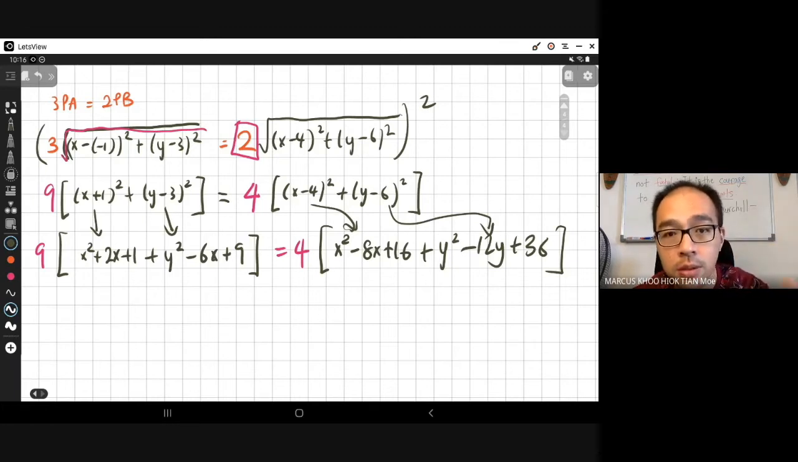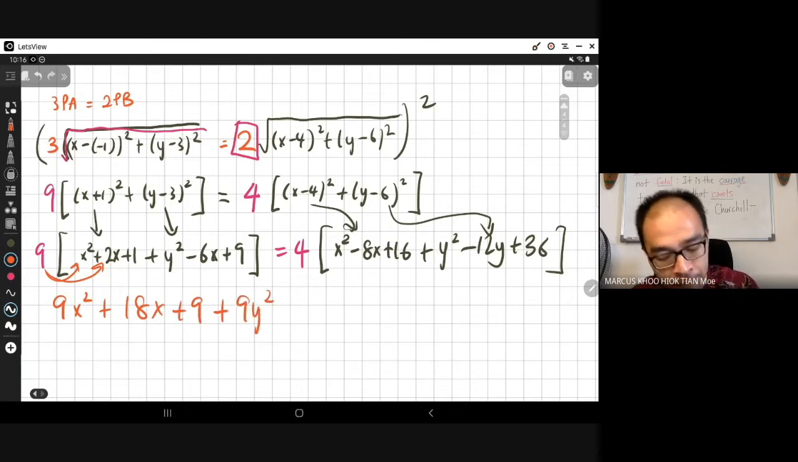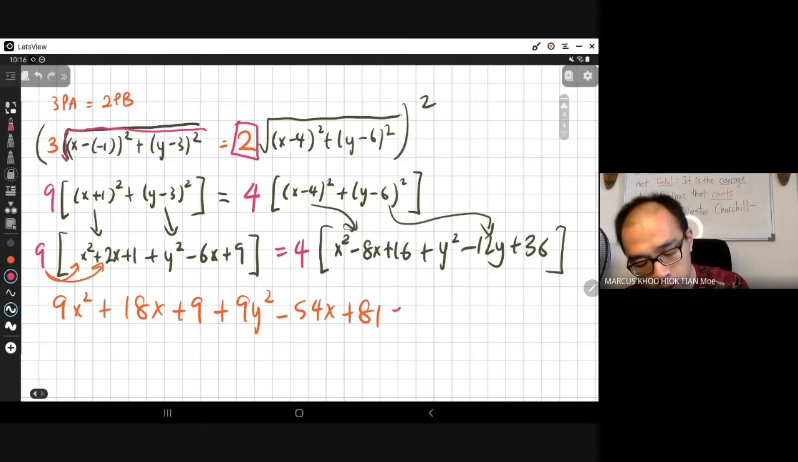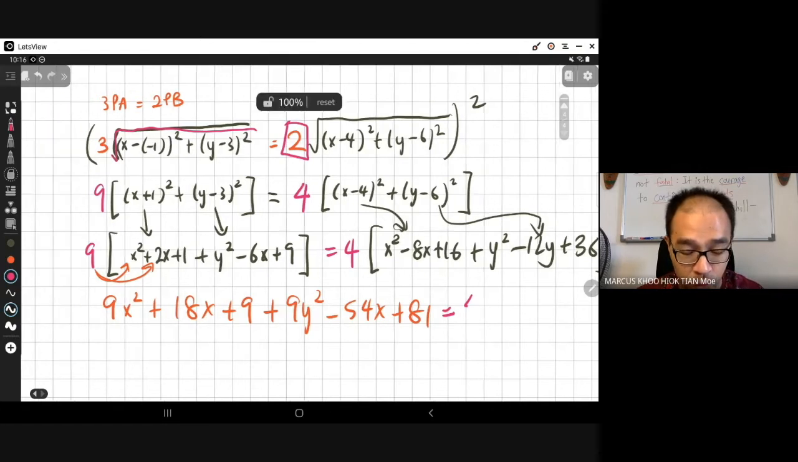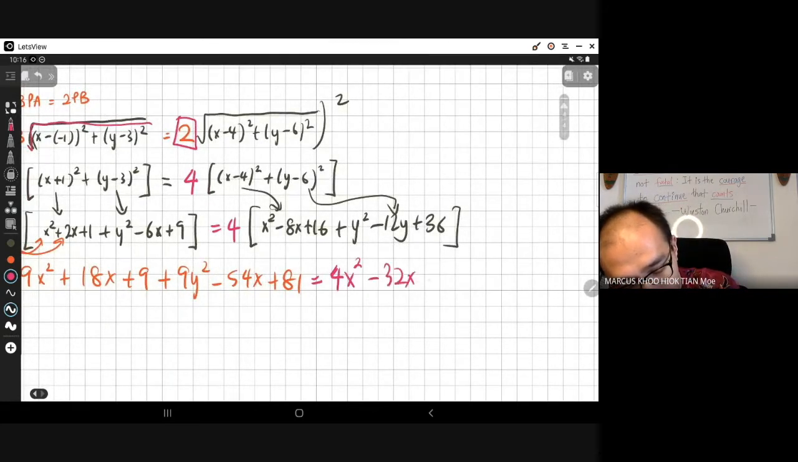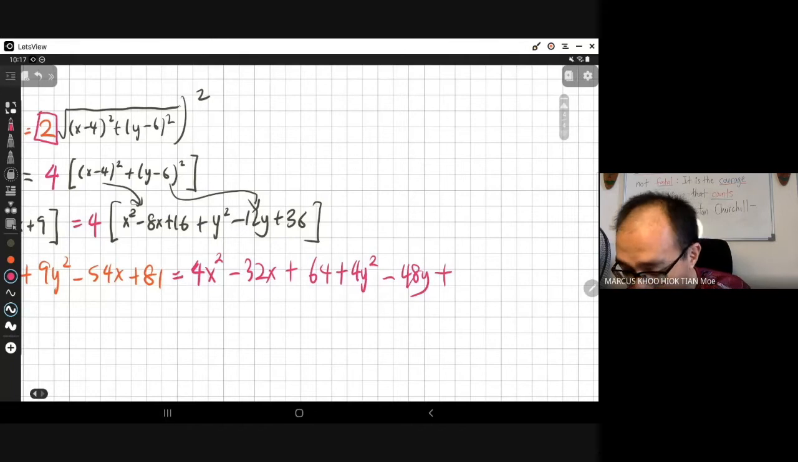Let us now multiply everything in. So what we will get is 9x squared plus 18x plus 9 plus 9y squared minus 54y plus 81, equals to, on the right side, 4x squared minus 32x plus 16 times 4 is 64, plus 4y squared minus 48y, plus 36 times 4, which is 144.